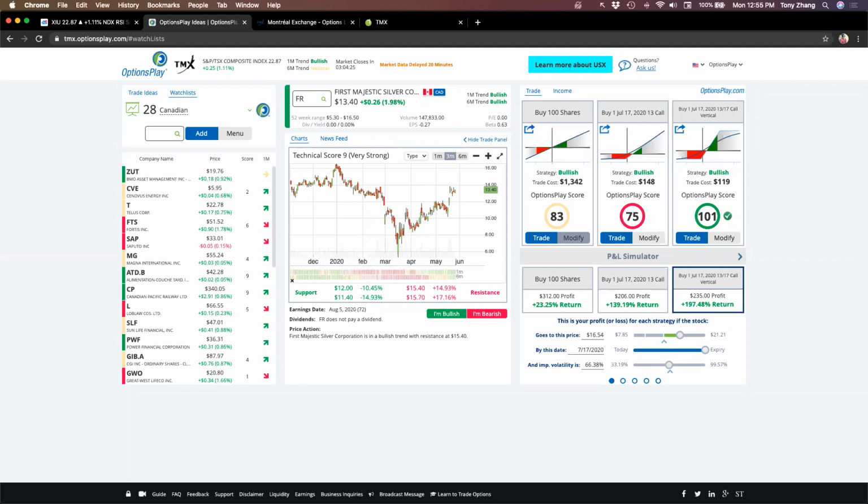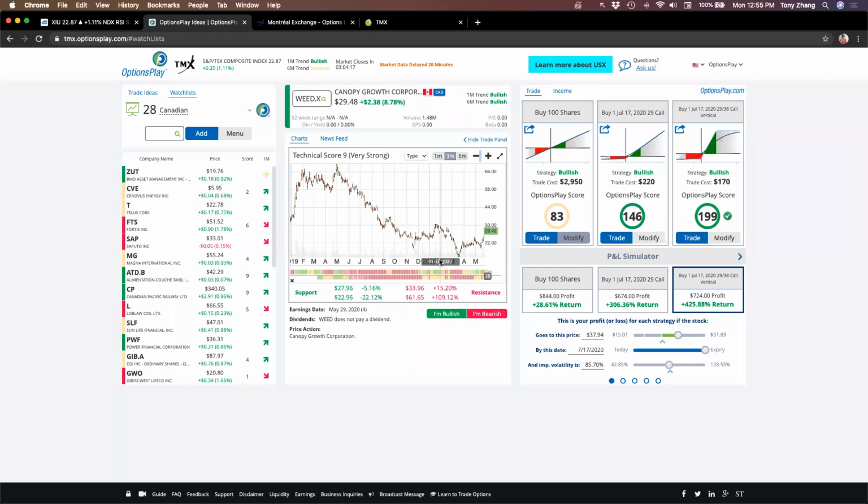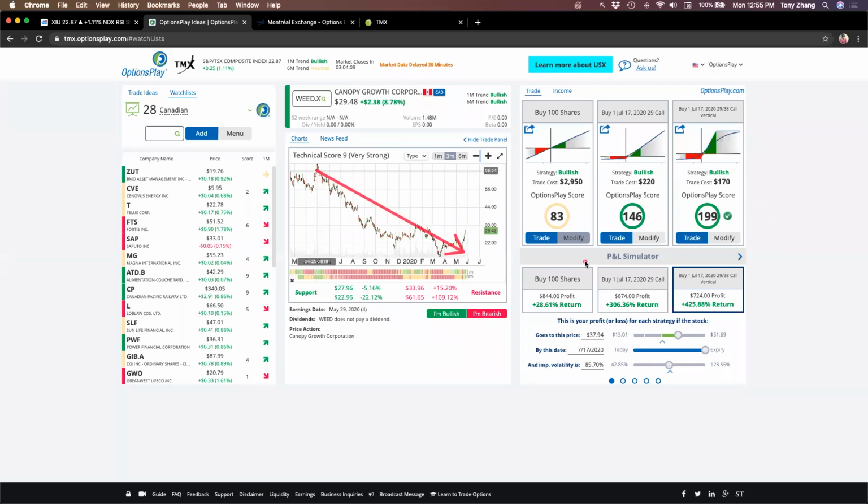What do you think about weed stocks? I really don't think much of them. I don't think any of them are really coming back. At the moment, Canopy has had a bit of a rally over the last few weeks or so. Maybe this might be the bottom here, but long term, this still does not look good.